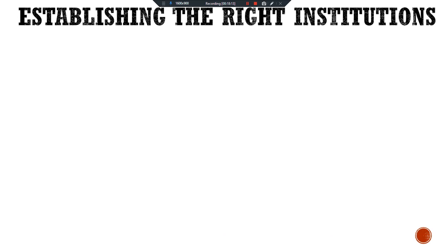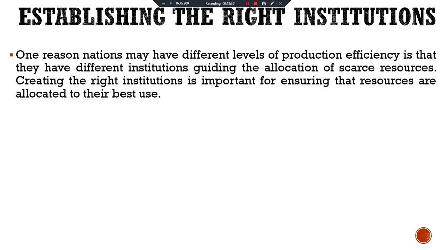Establishing the right institutions. Economists who study international differences in standards of living attribute some of these differences to the inputs of physical and human capital, and some to the productivity with which these inputs are used. One reason nations may have different levels of production efficiency is that they have different institutions guiding the allocation of scarce resources. Creating the right institutions is important for ensuring that resources are allocated to their best use.